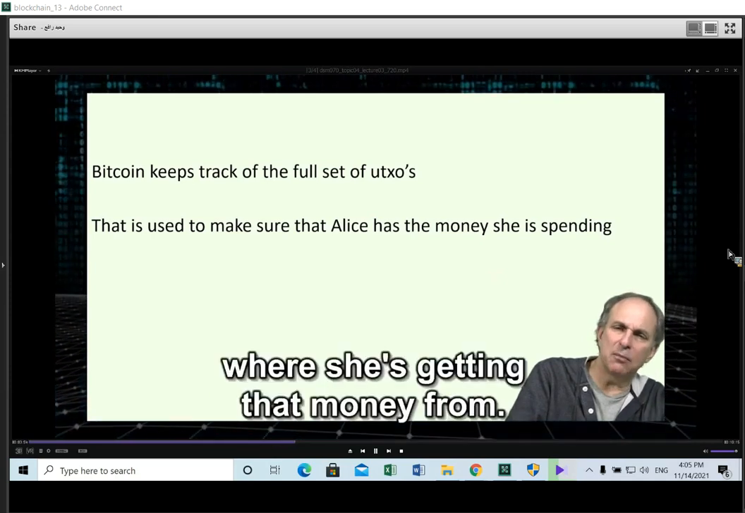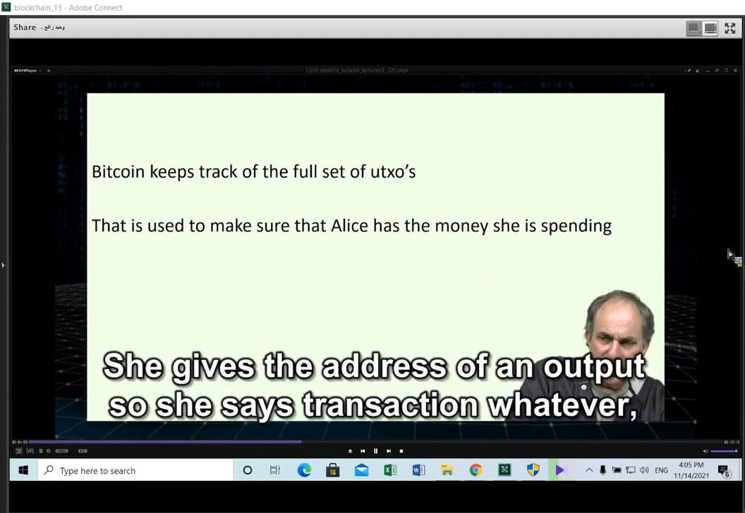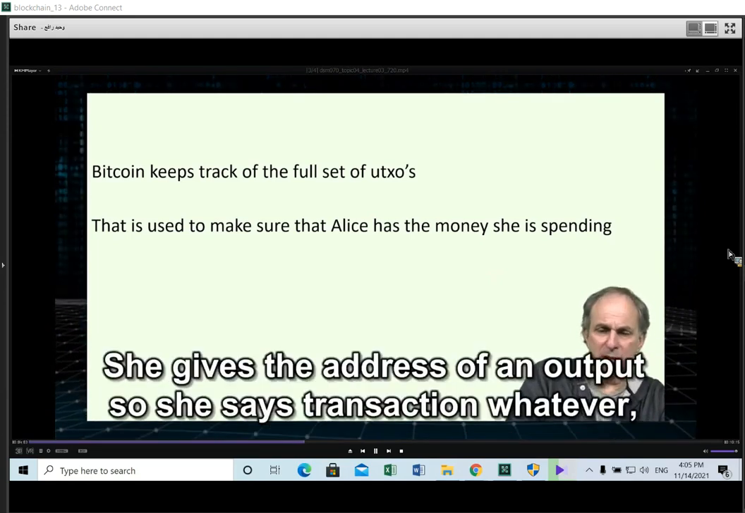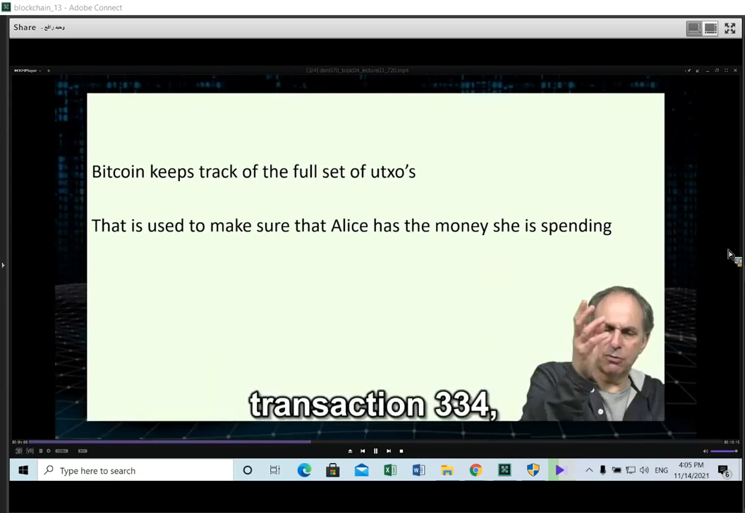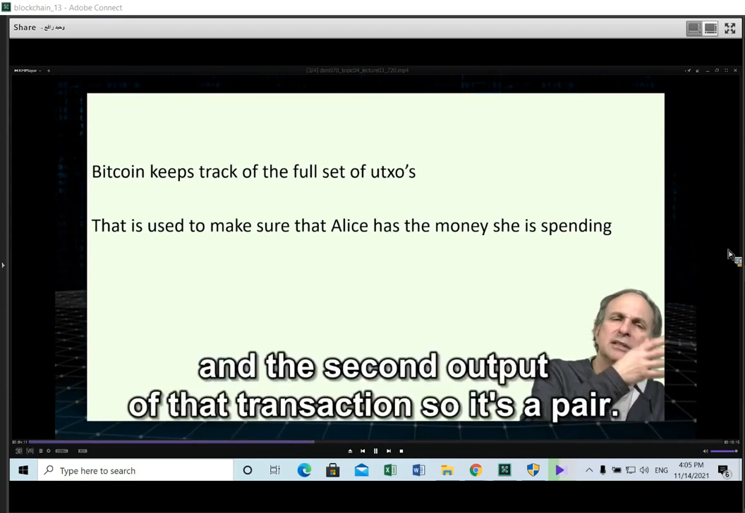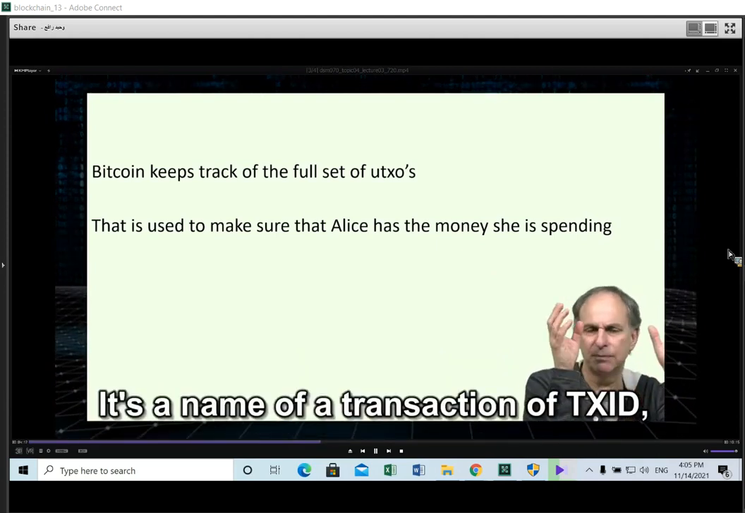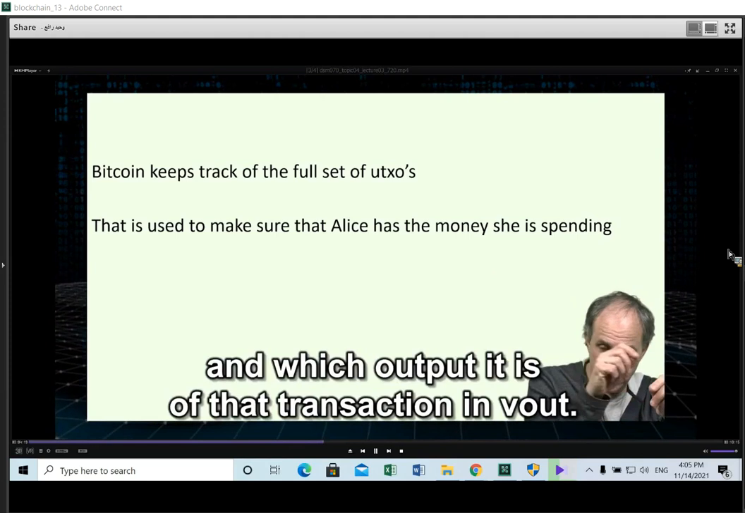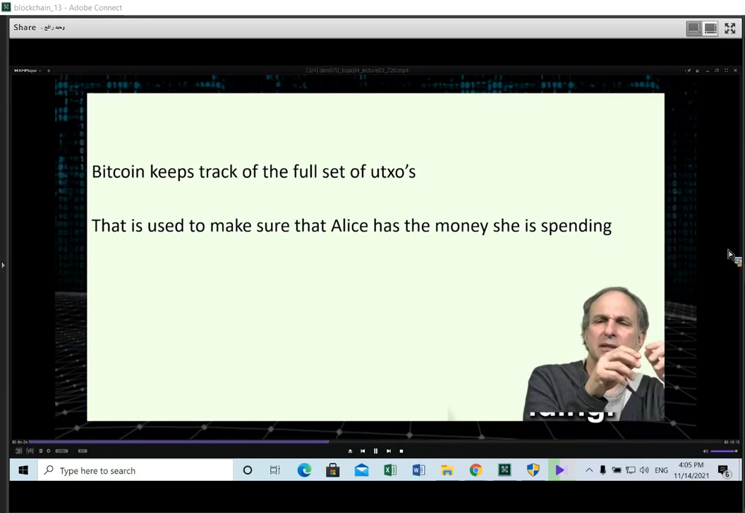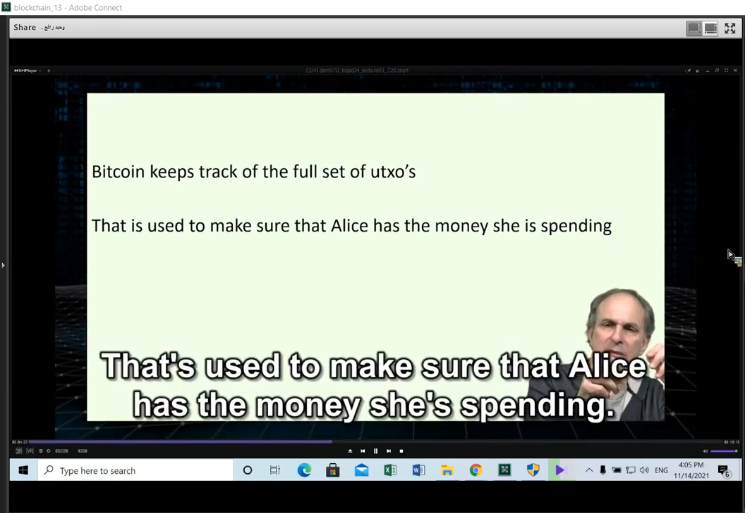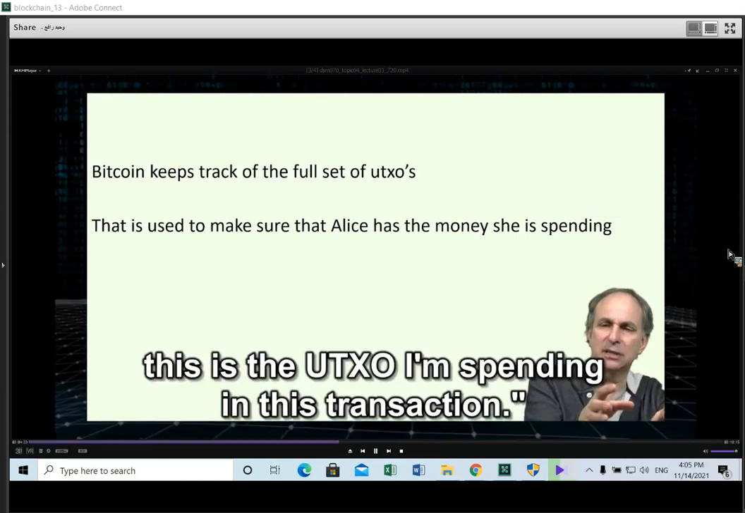She says, okay, this is the UTXO I'm spending in this transaction. She can only spend UTXOs. So Bitcoin checks that it's a UTXO. When I say Bitcoin, I don't mean anything central. I mean the Bitcoin community, the Bitcoin network. Anybody who wants to know that they can put this on a block, for example, could check that when Alice says she's spending an unspent transaction output, it's an unspent transaction output. That's part of what happens in the checking that Alice has the money.